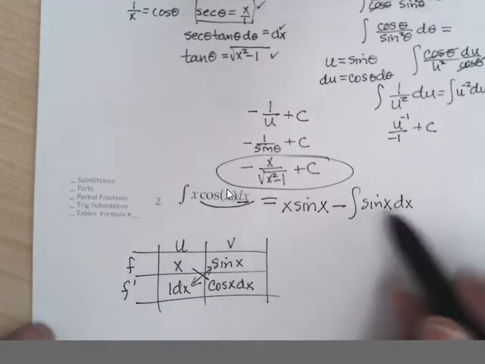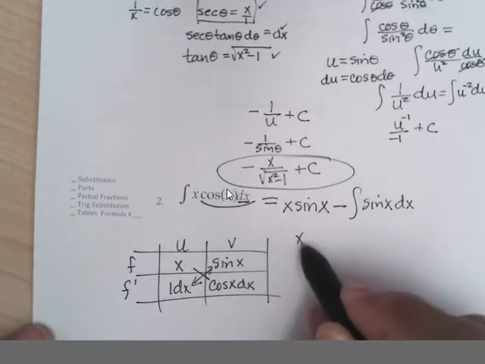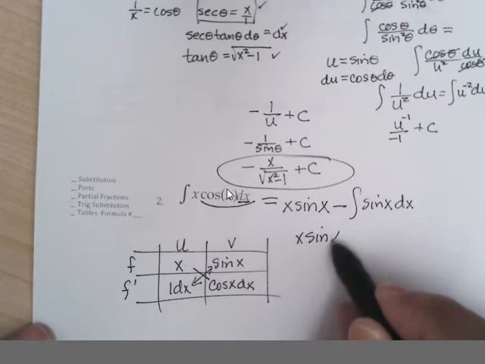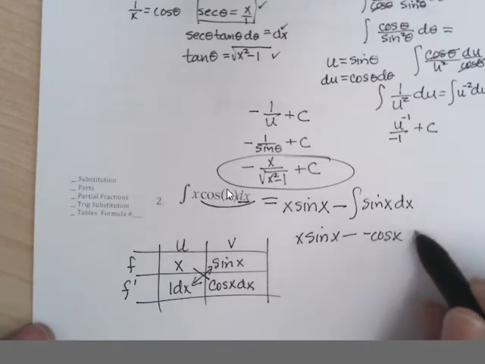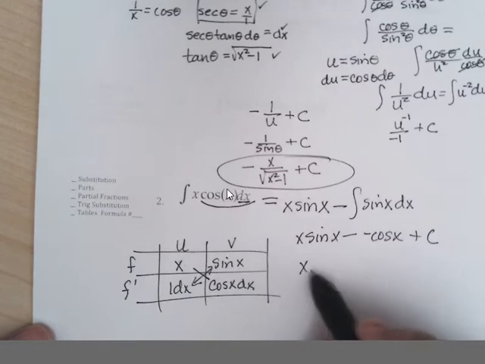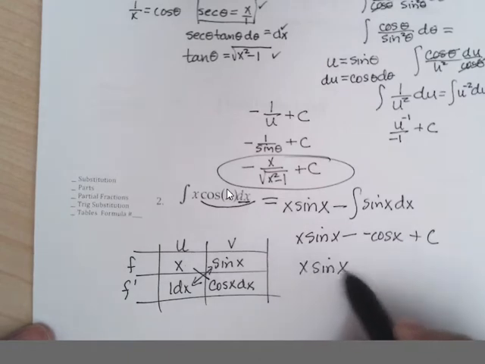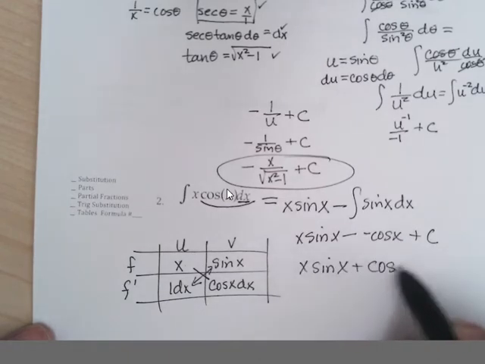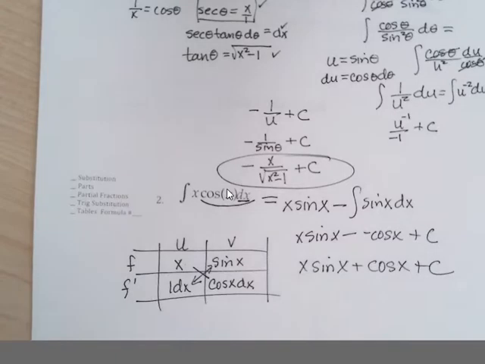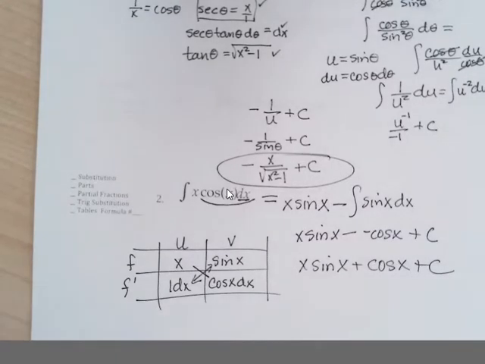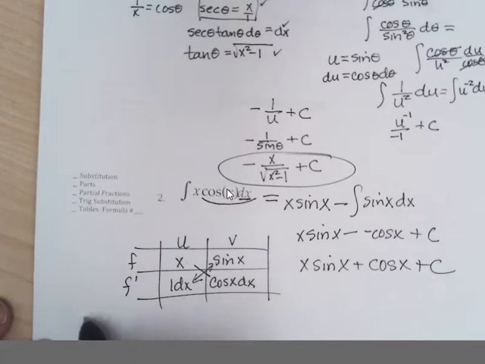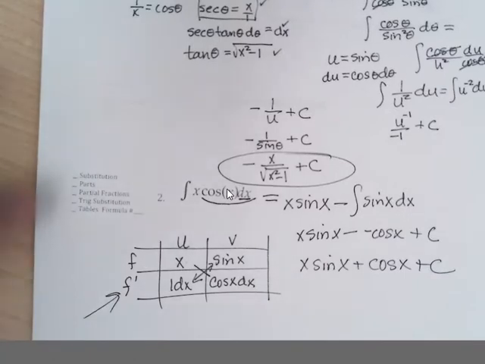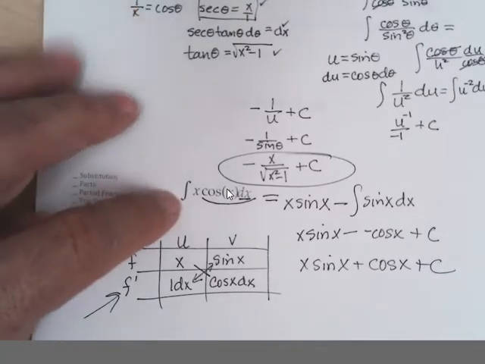And the integral of sine is negative cosine, so we get x sine x minus negative cosine x plus c, so we get x sine x plus cosine x plus c. And that problem is done. And I've shown that I know how to do the integration by parts.